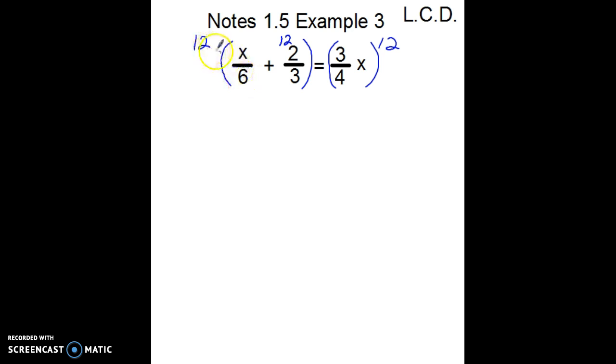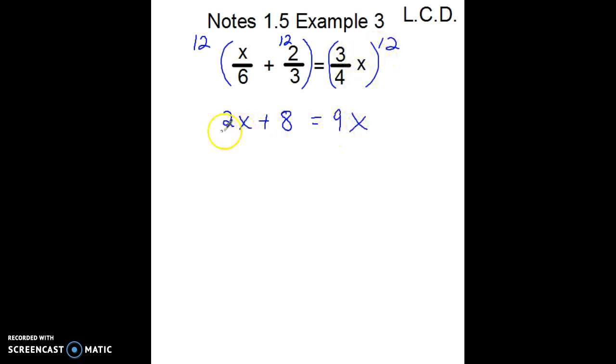So here we go. 6 goes into 12 twice, and that would give us 2x. 3 goes into 12 4 times. 4 times 2 is 8. And 4 goes into 12 3 times. 3 times 3 is 9x.